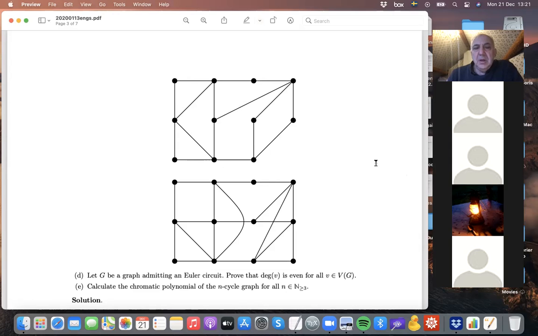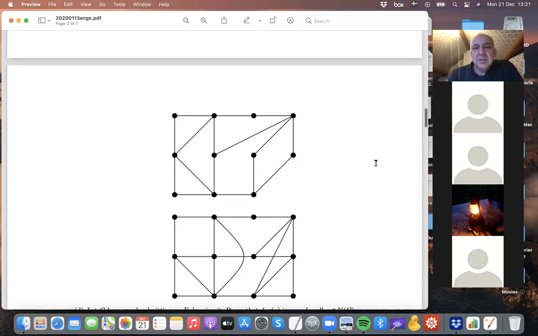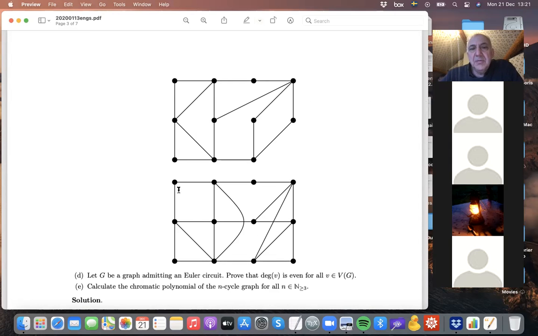Okay, and here, I guess in the second one, let's see what happens here. So we have degrees 2, 4, 2, 4, 4, 2, 4, 3 here. Let's see, there should be an even number of vertices of odd degree.